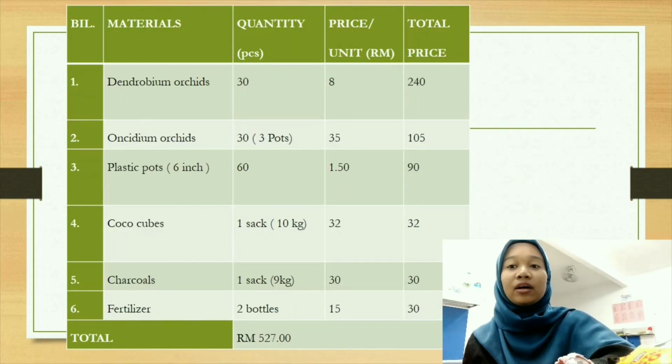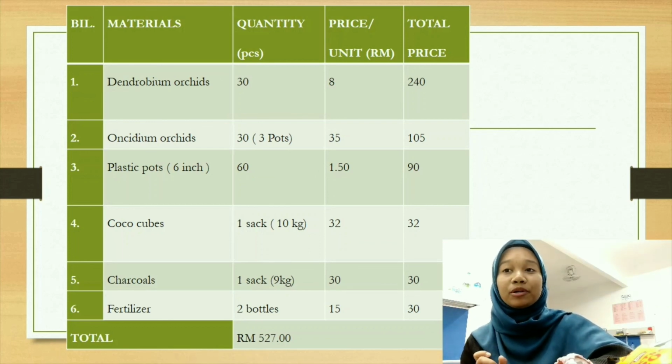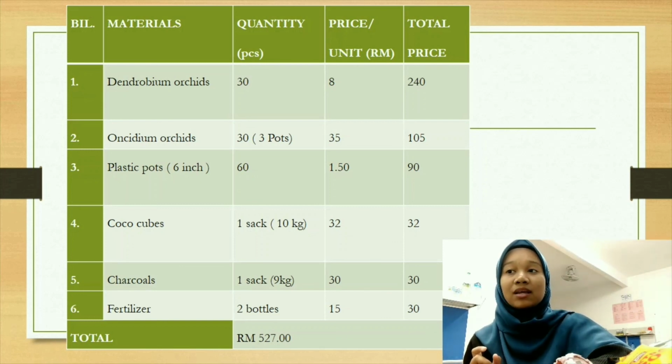For the budget required for this project, first we have the materials to buy. Dendrobium orchids, the total price is 240 ringgit. Oncidium orchid, 105 ringgit. Plastic pots, which we need 60 pieces, the total price is 90 ringgit.